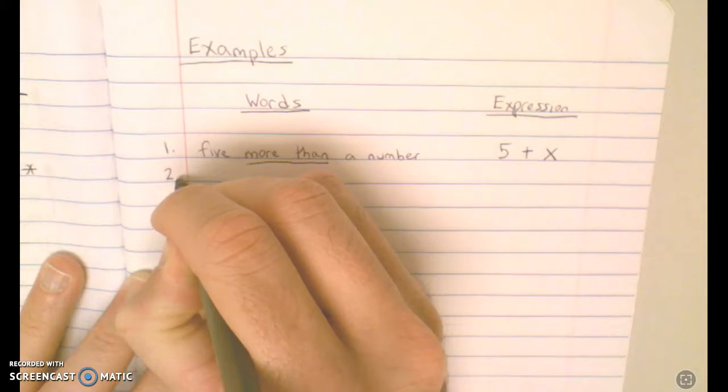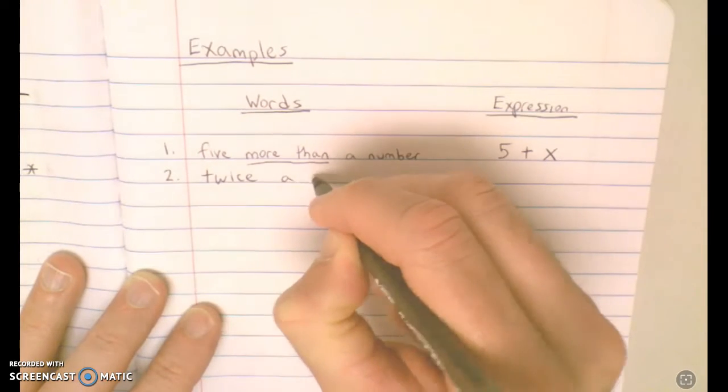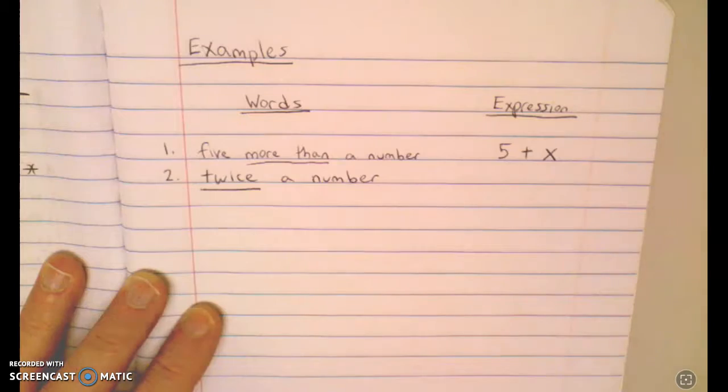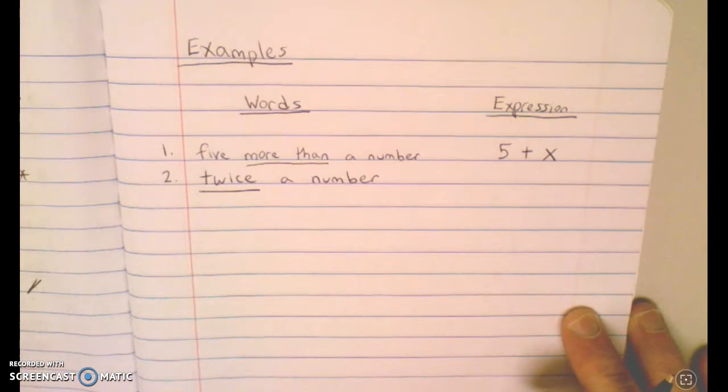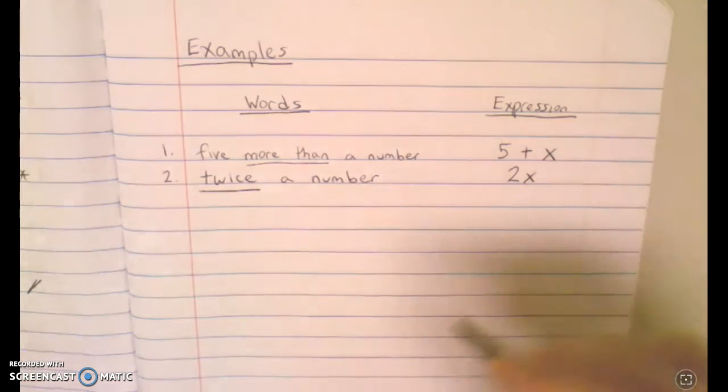Let's try another example. If I said twice a number, the key word there is twice. So twice means you multiply. So in this case, I'm doing 2 times some number x. So 2x.